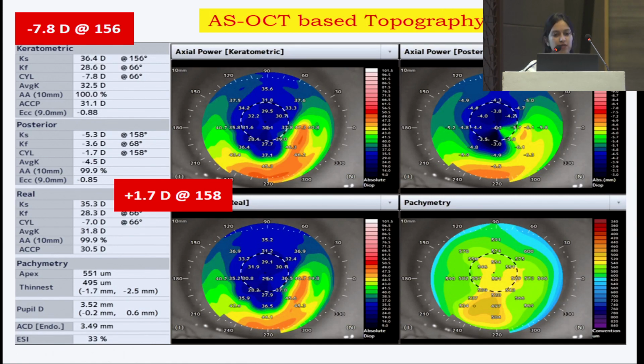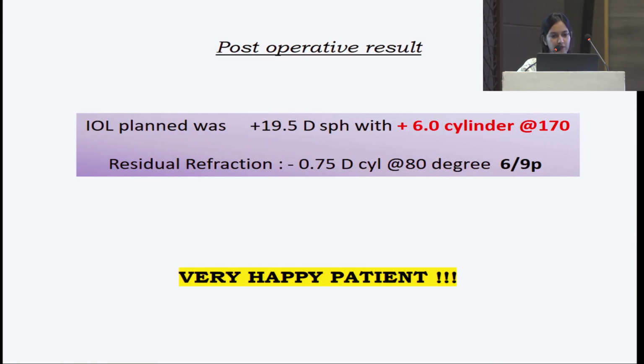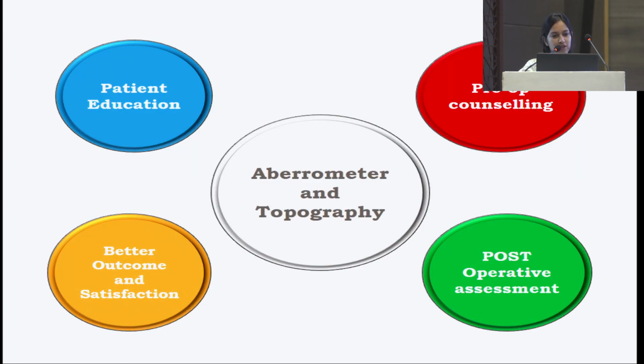This is the AIOC based topography for the same RK patient. Here the astigmatism was coming -7.8 and the posterior corneal was coming +1.7. So if you subtract 7 with plus, it comes around to be same as -6 cylinder. So it matched with the EKR report on the Pentacam. So we planned 6 diopters of cylinder with +19.5 sphere, and residual refraction came out just 0.75 on the patient, and we got a very happy patient.